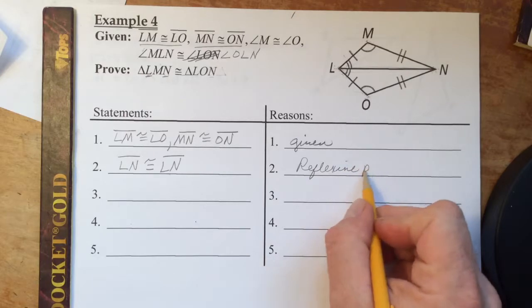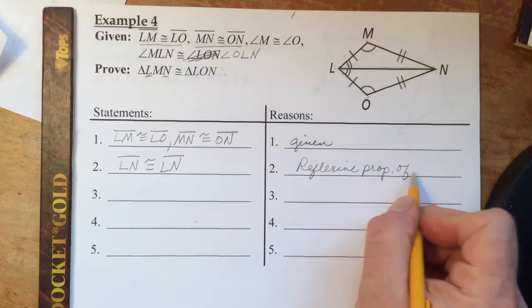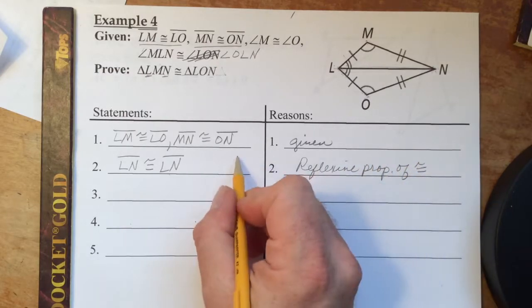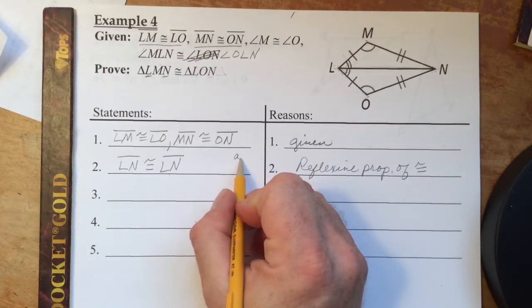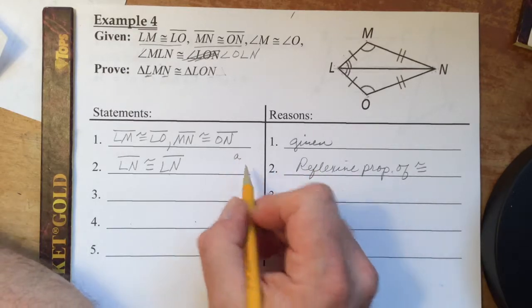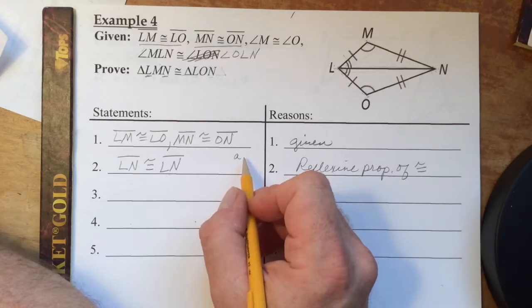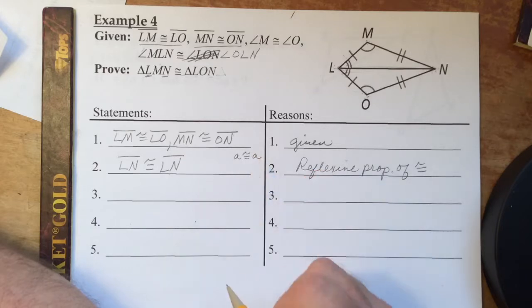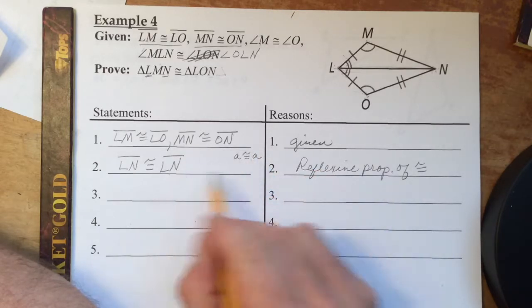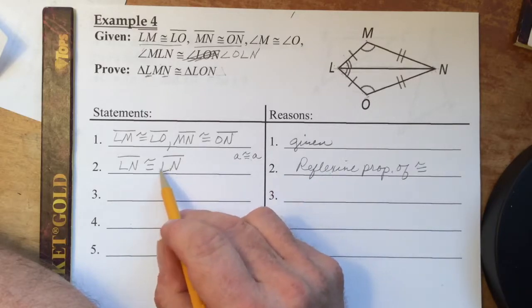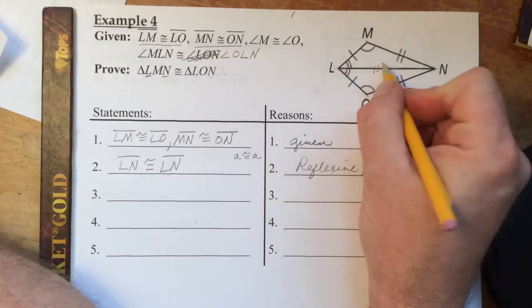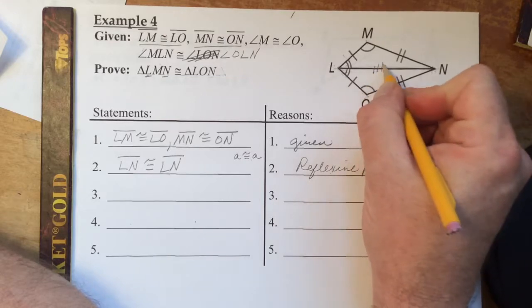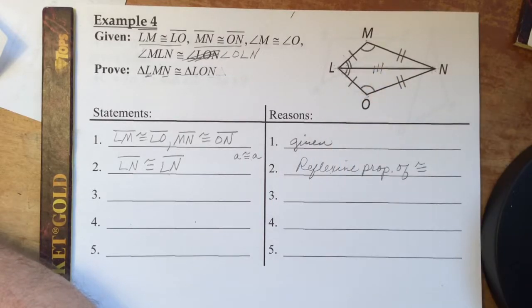The reflexive property of congruence tells us that if you have a segment or an angle, say segment A or angle A, it's congruent to itself. It's like looking in a mirror. So we use this property here to show that LN in one triangle is congruent to LN in the other triangle. They coincide with each other. One lays on top of the other.